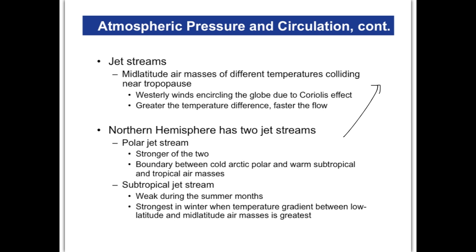So let's say air wants to move that way. The Coriolis effect will make it either spin that way or spin that way, depending on which hemisphere you are in. So we'll talk more about that a little bit later. But jet streams, what they do is they actually serve to direct weather systems or steer, you might say, steer weather systems around the world.